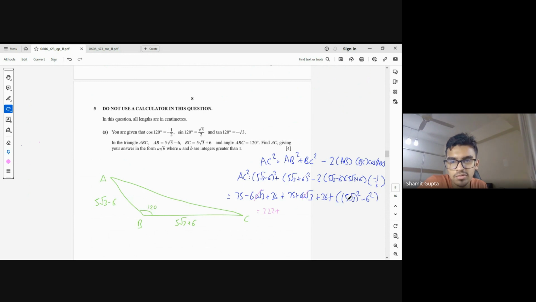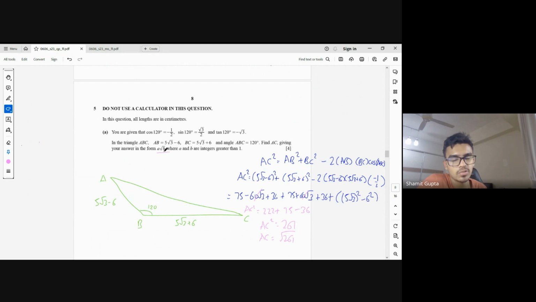Now you can solve 5 root 3 squared, which is 75, minus 36. This is AC square, by the way. So AC square will be 297, 261. So AC is equal to root 261.